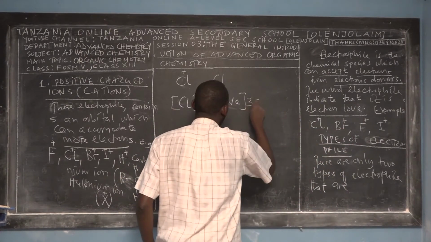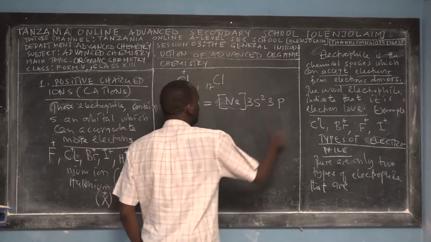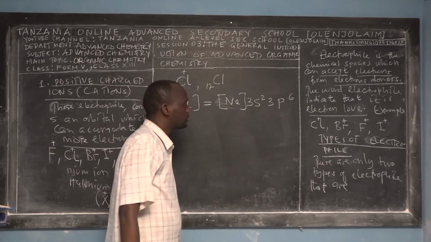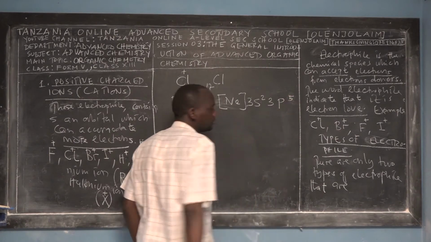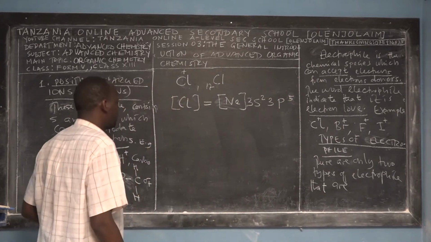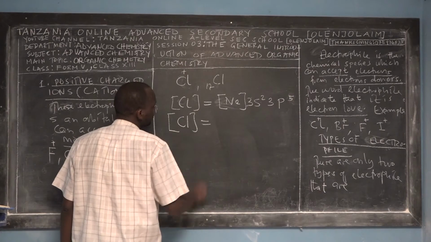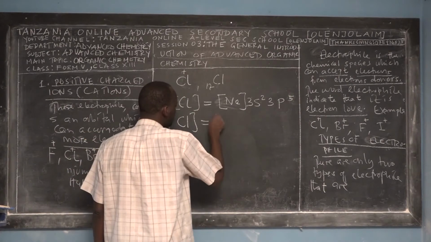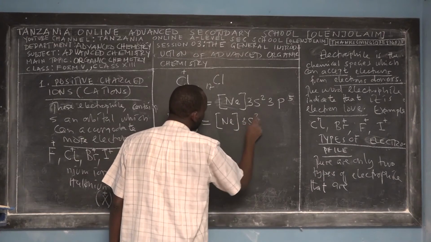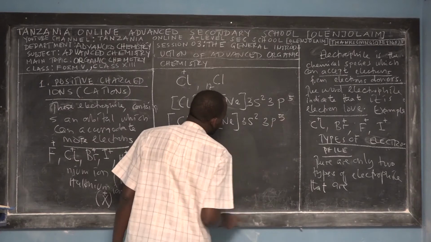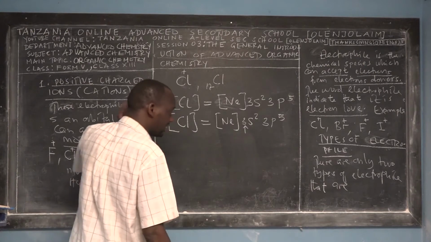Array 3s squared, and then 3p. So p contains 5 electrons. So this is the chlorine atom. If you write this and use the orbital method, you find that you have 3s squared, 3p to the power 5.